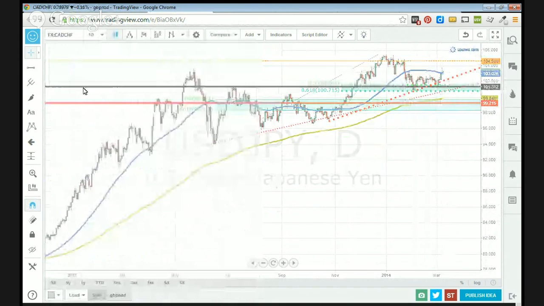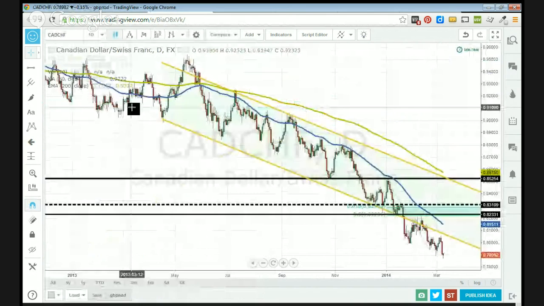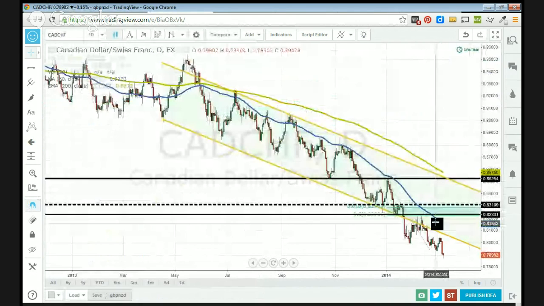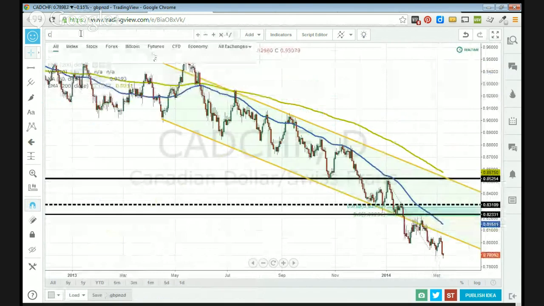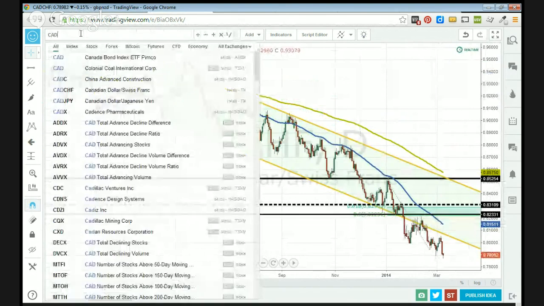Canadian dollar, Canada Swiss. Let's see if we can get a pullback. We need to get a pullback all the way up to 82.33. Other than that, I don't see anything. Canada yen.